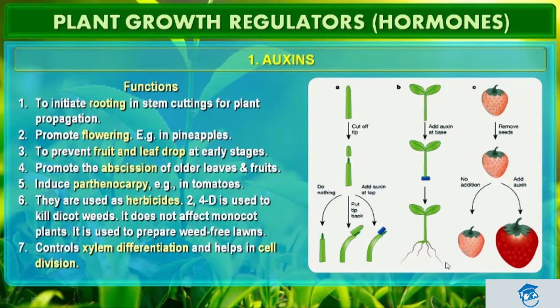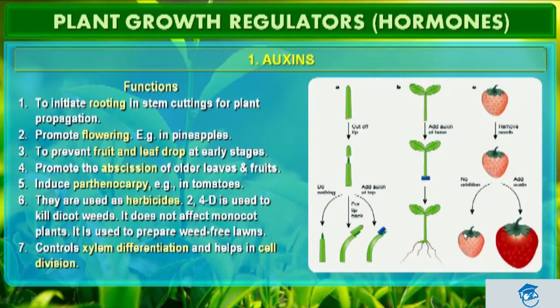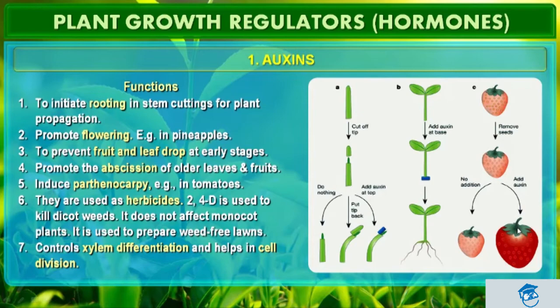the plant propagation. As I told you, it induces parthenocarpy. Okay, so this is a strawberry where we remove seeds. No addition, add auxin, so it enhances or it grows like this. Whereas if you don't add auxin, then it shows a stunted growth. So it promotes flowering also.